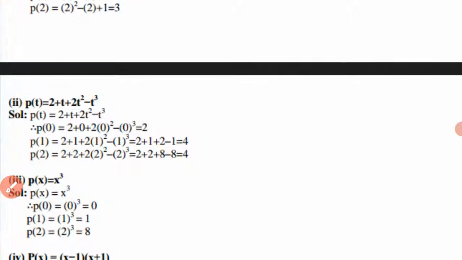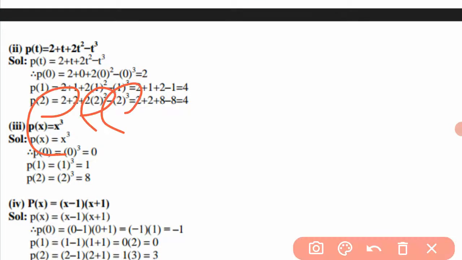Now after this, see its second part. In the second part we have p(t) equals 2 plus t plus 2t square minus t square. So in this case p(t) is given. First we will put p(0). By putting the value of t equals 0, the answer will be 2. Then in the next case, by putting t equals 1, the answer will be 4. Then by putting t equals 2, the answer will be 4.